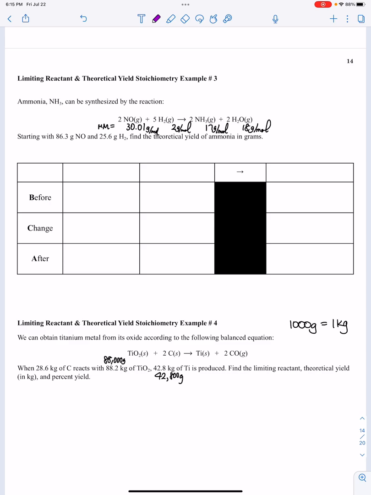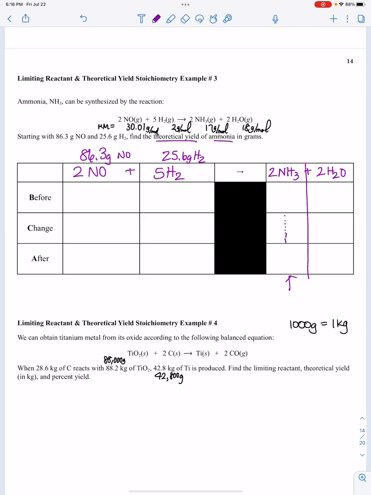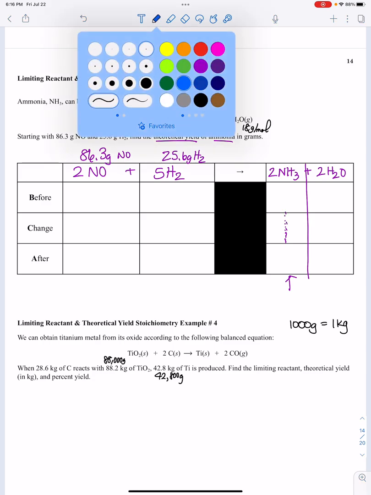So ammonia can be synthesized by this reaction, 2NO plus 5H2 yields 2NH3 plus 2H2O. Starting with 86.3 grams of NO and 25.6 grams of H2, find the theoretical yield of ammonia in grams. So I really care about ammonia. I'm going to split this little box here in half so I could do that calculation all over again. I'm going to use a different color now.